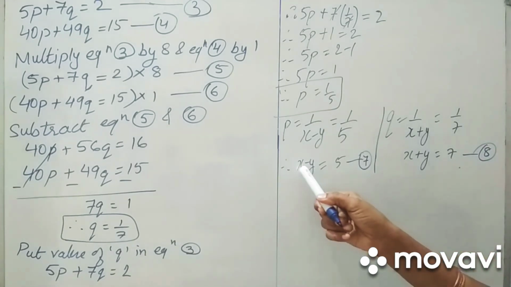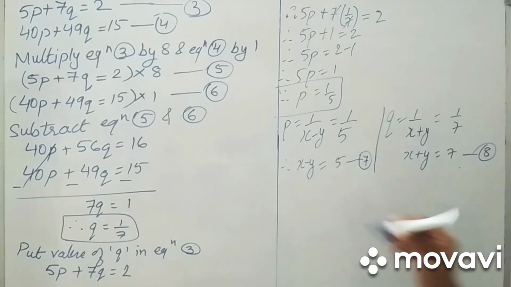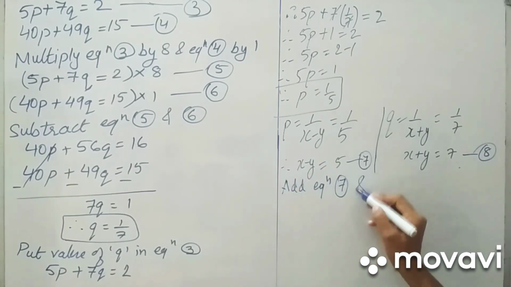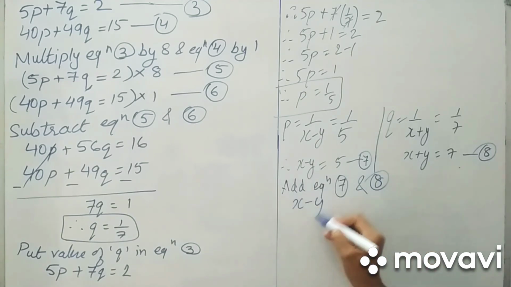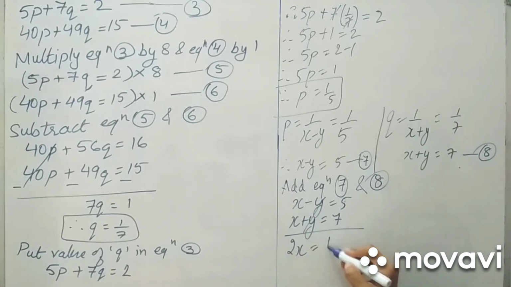But here you can see coefficients are the same and the sign is opposite. So what will I write? Add equations 7 and 8. x minus y is equal to 5 and x plus y is equal to 7. Add it. So this minus plus will be cancelled. x plus x is 2x is equal to 5 plus 7 is 12. Therefore x is equal to 12 upon 2. 2 sixes are 12. Therefore x is equal to 6. You got it. Ultimate answer.